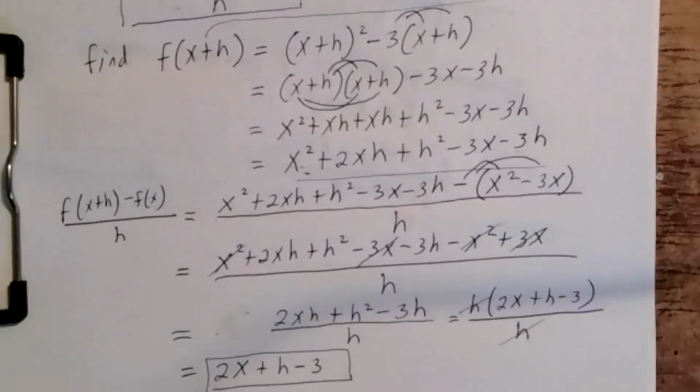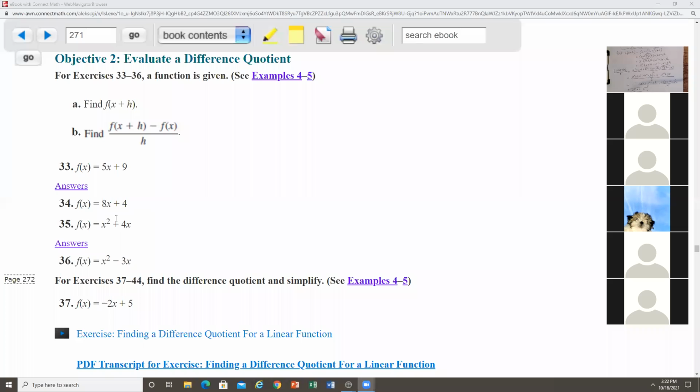That's exactly how you would evaluate the difference quotient for all the other functions. So nothing changes. The only thing that changes is what kind of function you're working with. For instance, 34 is just a linear function. I did number 36, which is a quadratic function. Would anybody else want to see another one like that done, or is that one good enough for this difference quotient here?